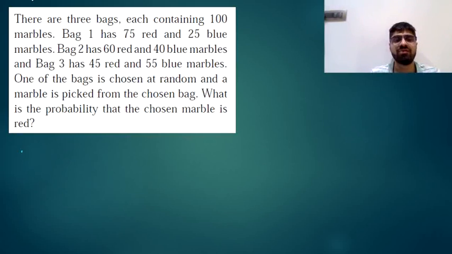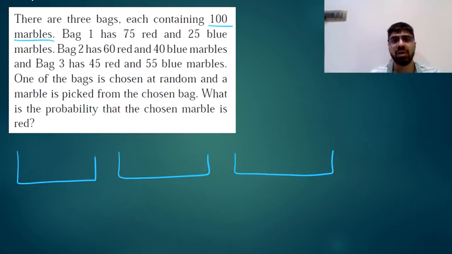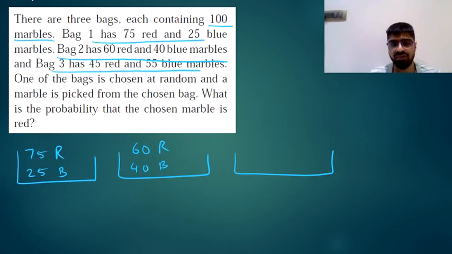And finally, the very first question of that exercise, it's right here. It's not really related to Bayes theorem, but somehow it may be related to Bayes theorem, but you can solve it in a straightforward manner. There are 3 bags each containing 100 marbles. So bag 1, bag 2 and bag 3. Bag 1, 75 red and 25 blue. Bag 2, 60 red, 40 blue. Bag 3, 45 red and 55 blue.